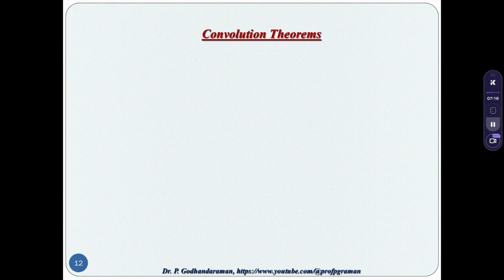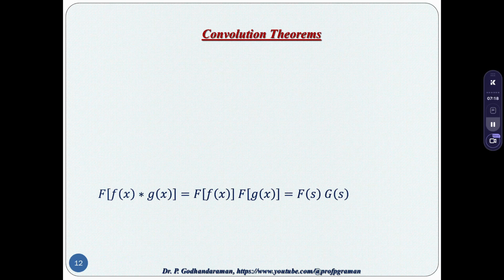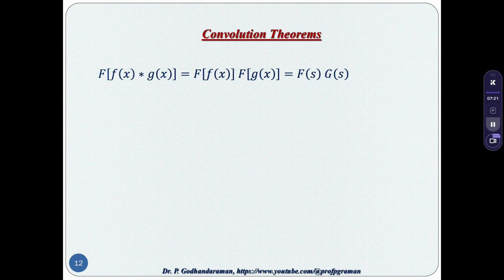And then next, the convolution theorem. The convolution theorem is nothing but the Fourier transform of f of x star g of x. Here we used star; the star is not a product symbol, it's the convolution theorem symbol. Therefore, the Fourier transform of f of x star g of x is equal to the Fourier transform of f of x times the Fourier transform of g of x. So the Fourier transform of f of x, we write in short form as f of s, and the Fourier transform of g of x is g of s.